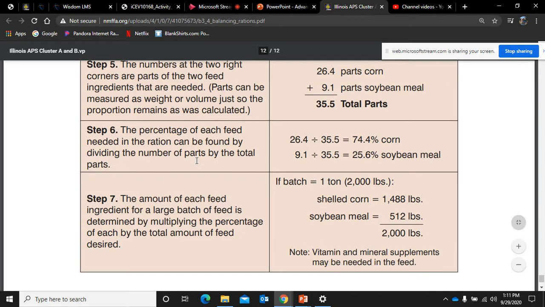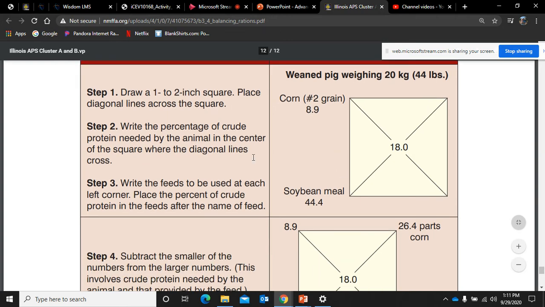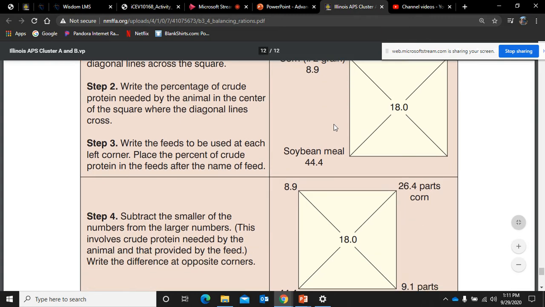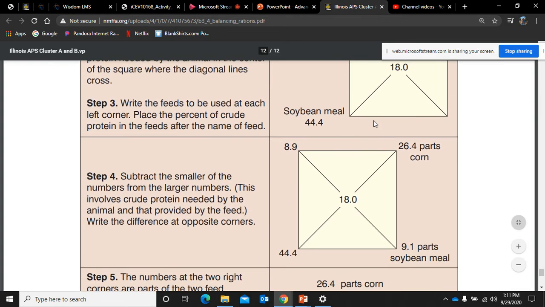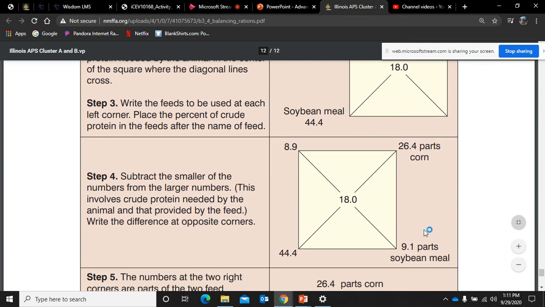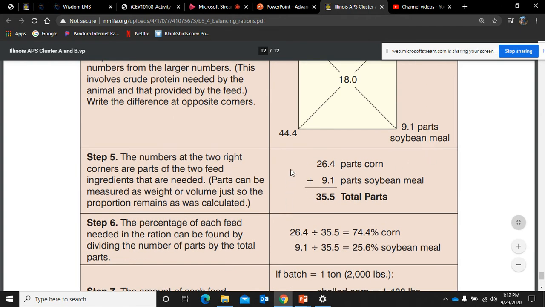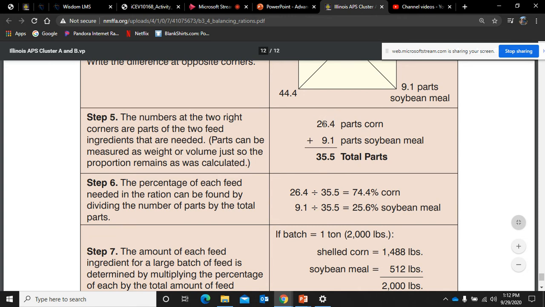It works in a little bit different steps, but draw your 1 inch square. If it's corn at 8.9%, and then soybean meal is 44.4%, you'd go 18 minus 8.9. And you see how they work down here? 18 minus 8.9 is 9.1 parts soybean meal. 44.4 minus 18 is 26.4 parts corn. Then you add the parts together. So you go 26.4 plus 9.1 is equal to 35.5 total parts.